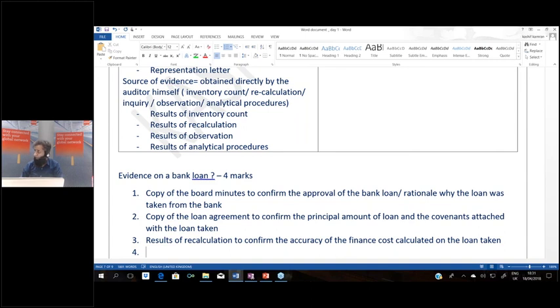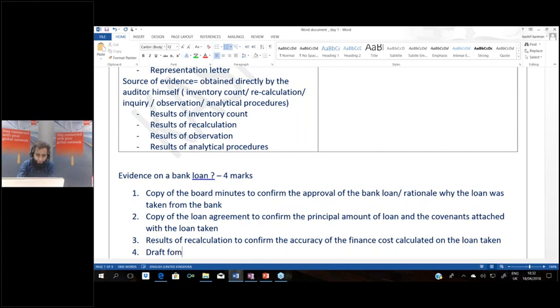No. Why? Because the financial statements are given to the auditor, right? Because that is the objective of the auditor. You cannot start the audit without the financial statement. So you cannot say copy of the financial statement, because financial statement is basically the subject matter of the audit. So it sounds very illogical that I say copy of the draft financial statement. So I directly say draft financial statement.